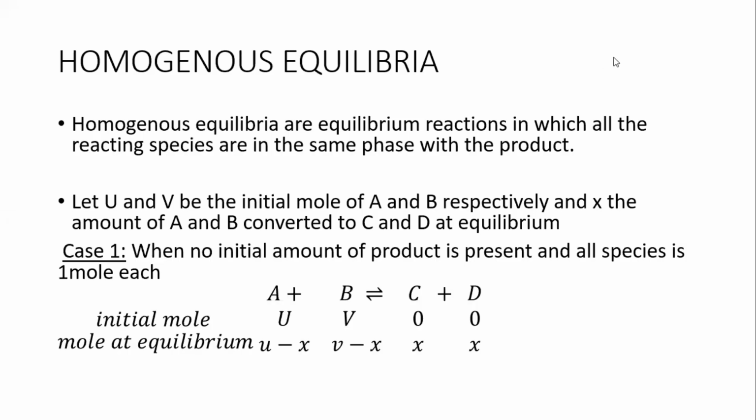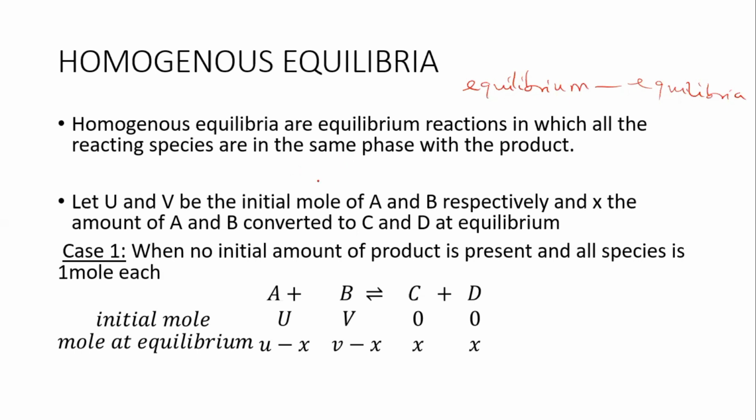Now let's talk about homogeneous equilibria. Equilibria is the plural form of equilibrium. So when we're talking about equilibria, we're still talking about equilibrium reactions. Homogeneous equilibria are equilibrium reactions in which all the species present in the reaction system are in the same physical state. That is, the reactants and the products are in the same physical state.